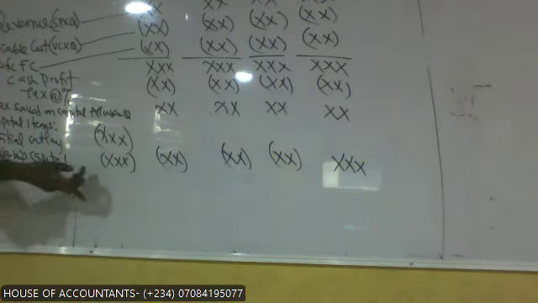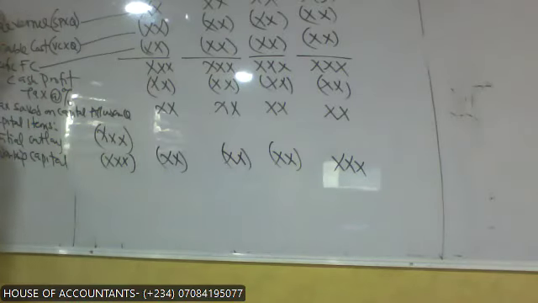Meaning that when you add everything together, it should be equal to what you are having at the end of the project life. Any other capital items?